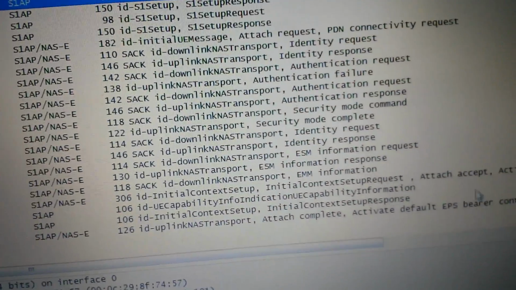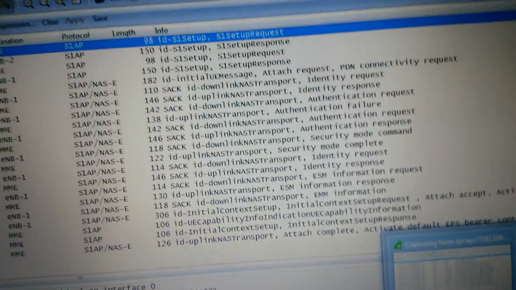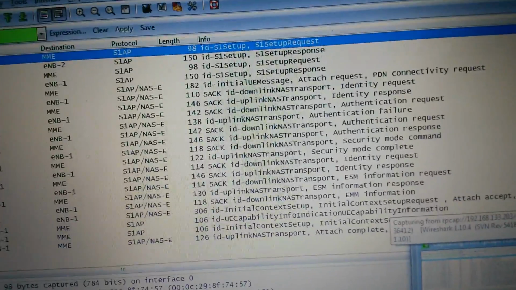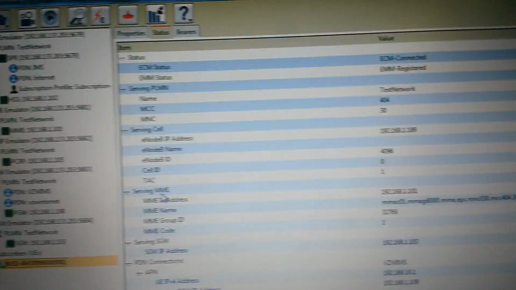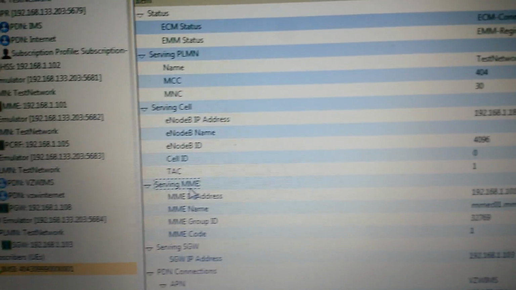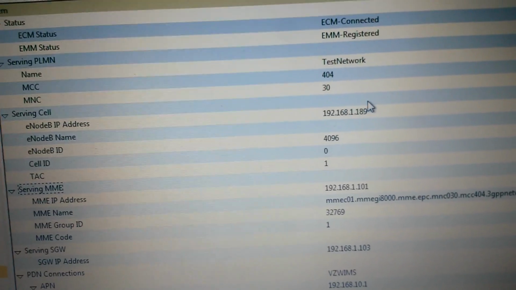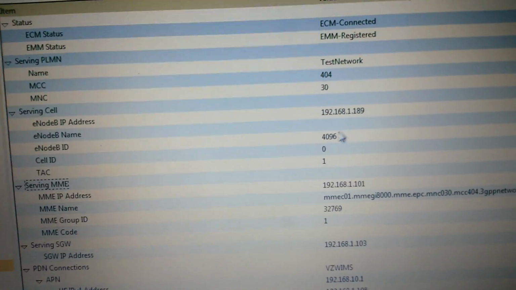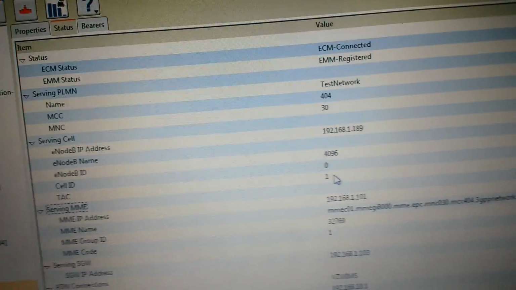You'll see the attach request, and then finally the attach complete. This indicates that the UE is connected to eNodeB 1. To check that, we can click on the UE here and get the detailed information about the serving cell. You can see that the UE is connected to the eNodeB with IP address 189 and eNodeB ID 4096 and tag 1.